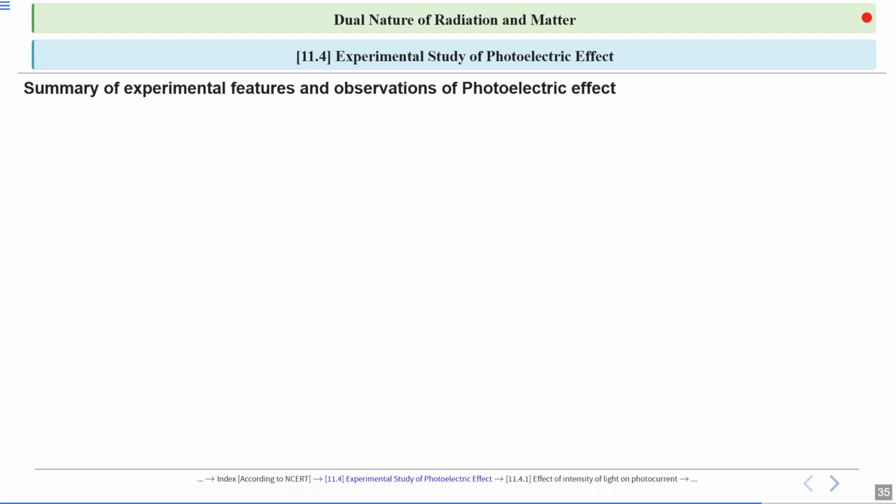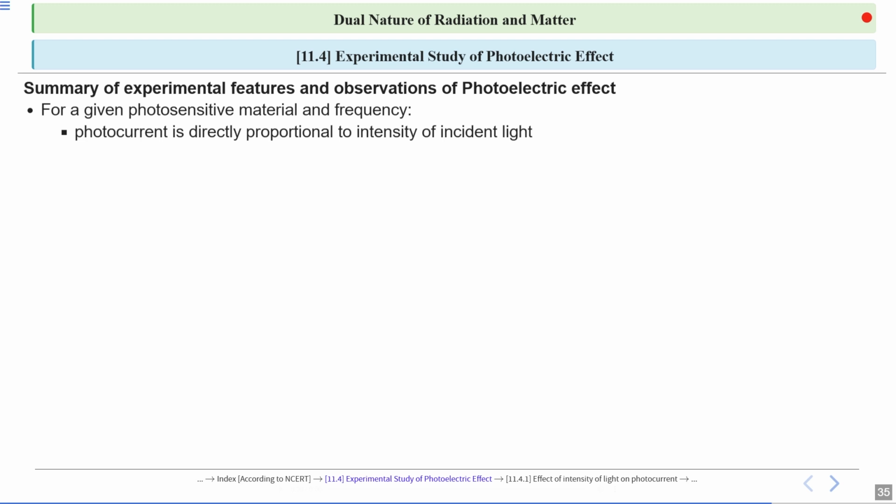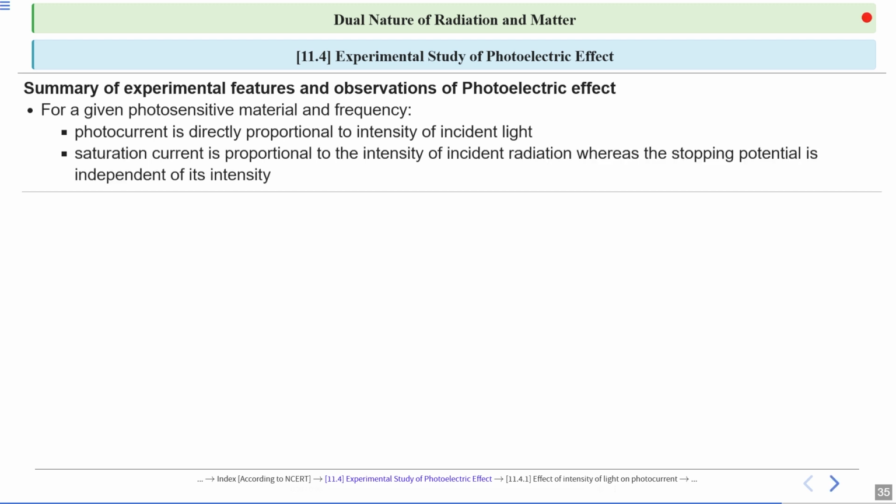A summary of the experimental features and observations of the photoelectric effect. For a given photosensitive material and frequency, photocurrent is directly proportional to the intensity of the incident light. In other words, if we double the intensity of light, the photocurrent also doubles. This tells us that more intense light causes more electrons to be emitted per second, but each electron still has the same energy as before. So, saturation current is proportional to the intensity of incident radiation, whereas the stopping potential is independent of its intensity.